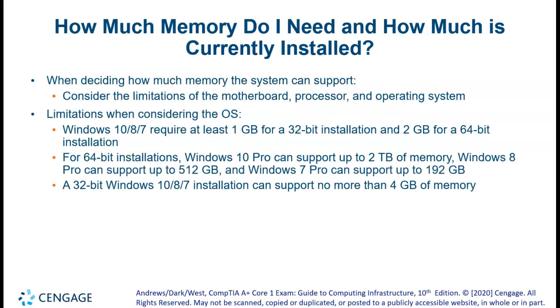How much memory do I need and how much is currently installed? When deciding how much memory the system can support, consider the limitations of the motherboard, the processor, and the operating system. Windows 10, 8, and 7 require at least 1 gig for 32-bit and 2 gig for 64-bit installation. But 2 gigs is nothing. For 64-bit installation, Windows 10 Pro can support up to 2 terabytes of memory, Windows 8 can support 512, Windows 7 192. A 32-bit Windows 10, 8, or 7 can support no more than 4 gigs of memory. This is why most people don't have 32-bit computers anymore.